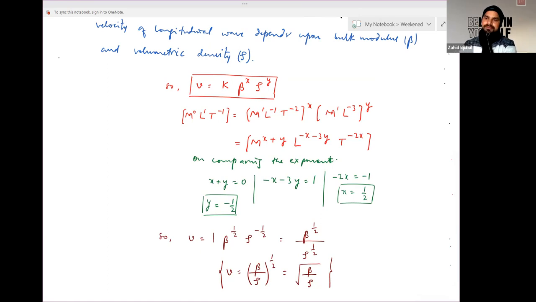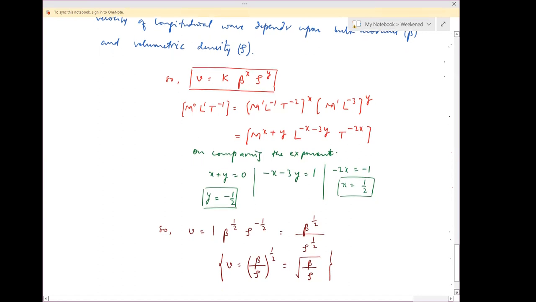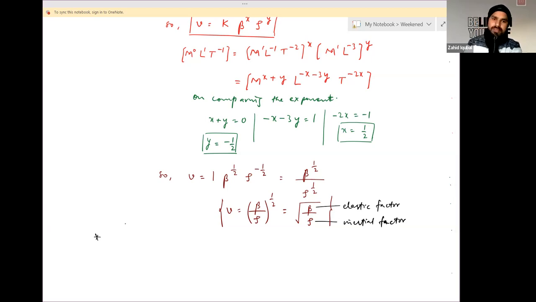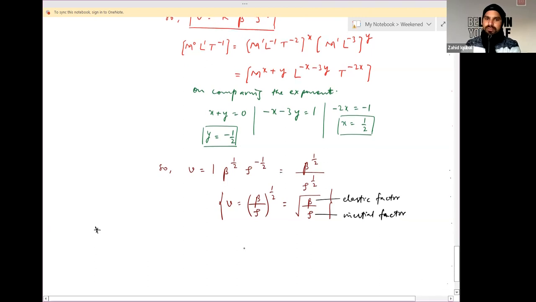Matthew, done? Yes, sir. Now, in the last part, velocity equals root of beta by rho. So this beta defines the elastic factor of that particular medium, and rho defines the inertial factor. So we may write velocity equals root under elastic factor by inertial factor. Since this particular velocity depends upon bulk modulus or simply compressibility of that particular medium, which is defined for all media, hence longitudinal wave can travel through all media.